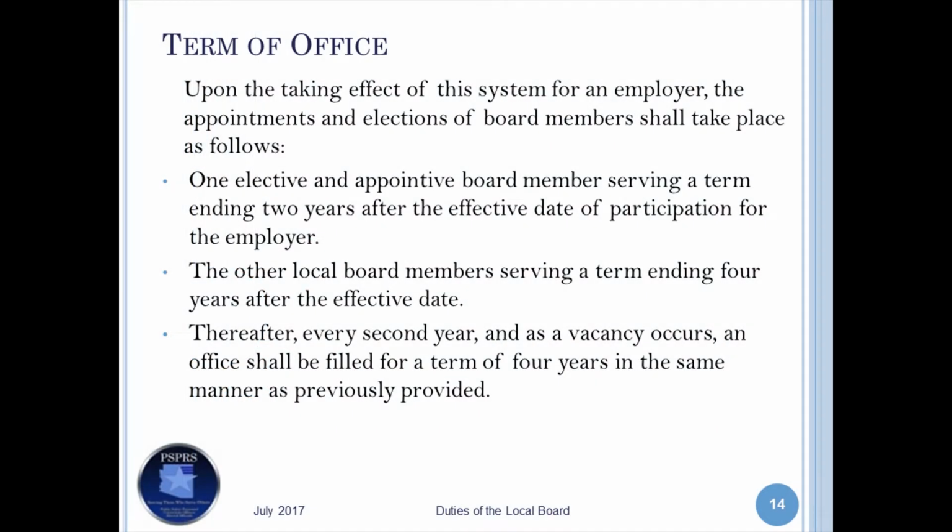A term of office is usually within the system of the employer, and these appointments and elections shall take place as follows. One elective and appointed board member serving a term is usually for a 2-year period. The other board member is serving a 4-year term. That way, not everybody's leaving on the same day. So if you have everybody leaving in December 2017, you need to stagger those responsibilities so not everybody leaves on the same day. They should be leaving in every 2 to 4 year cycle. So you're not turning the board over every time December 2017 rolls around.